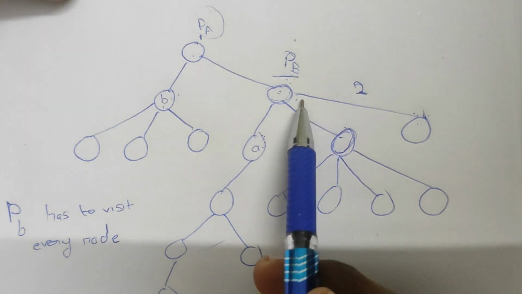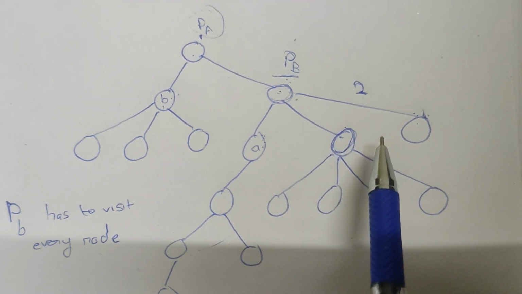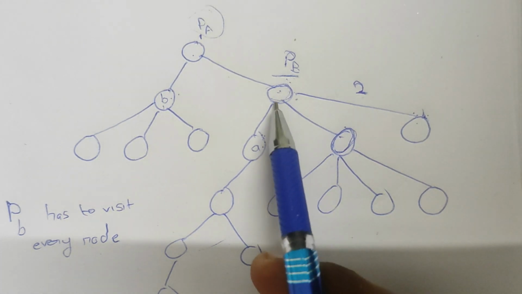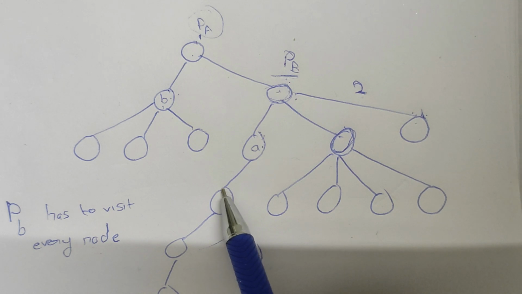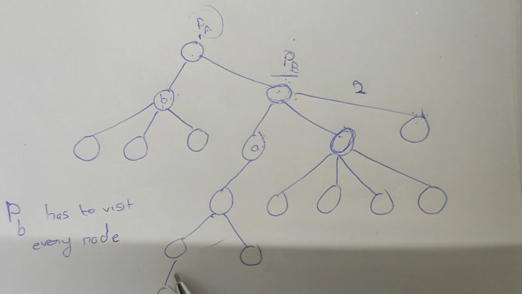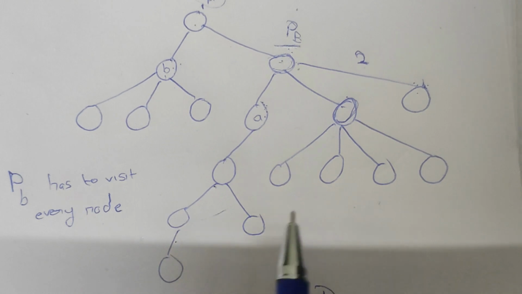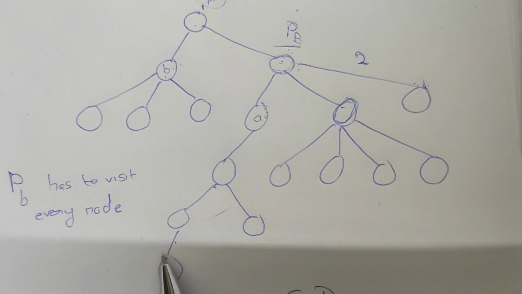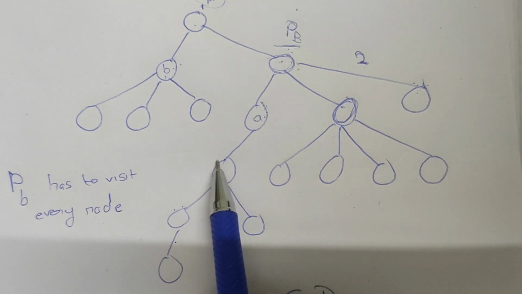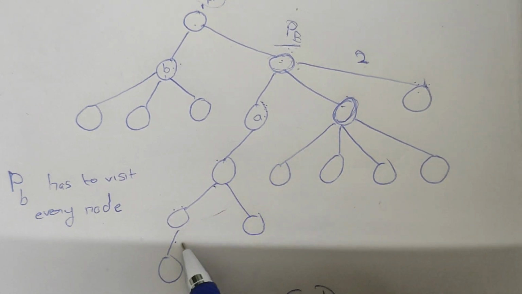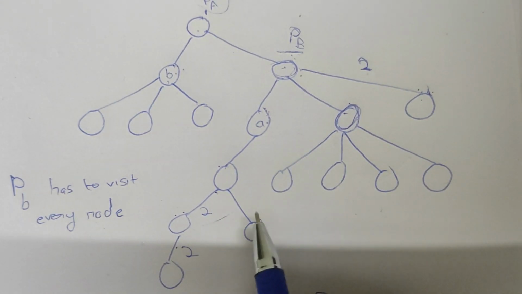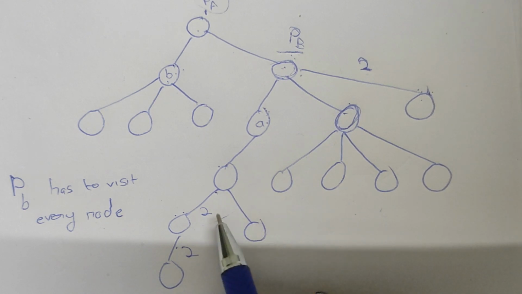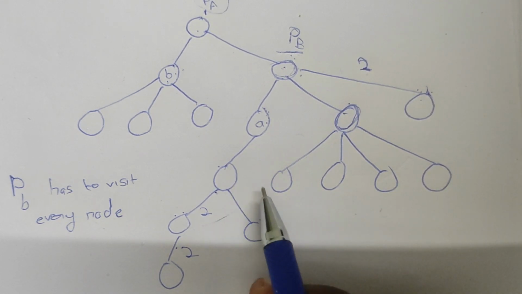So from this observation, we can say that PB has to go through every edge twice to visit other branches. Suppose PB is going through this branch. PB visited this edge, then went to this edge, then this edge, then this edge. Now to visit this edge, PB has to go back through this edge, then go back through this edge and go to this edge. So these two edges were visited by PB twice.